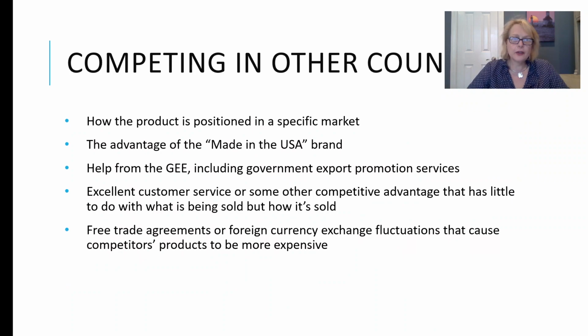So if you're going to compete in another country, you want to look at how your product is going to be positioned there and whether or not the Made in the United States of America brand is important there. You can get help from the GEE about ways that you can export. There's lots of help from the U.S. Commercial Service as well. One of the things that people generally associate with the United States is excellent customer service. And so that can be really a big differentiator to say that maybe your product isn't that different from the other competitors in the country, but if you service it better, that can sometimes make you stand apart. And then you want to make sure that you understand free trade agreements that might allow you to ship products without having to pay a tariff.